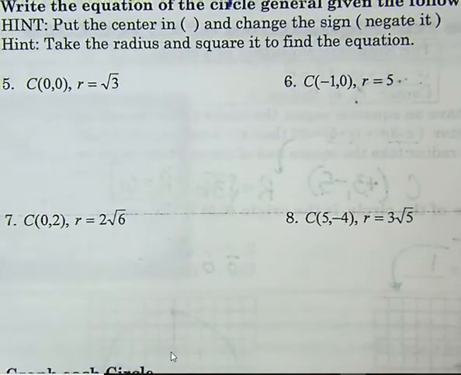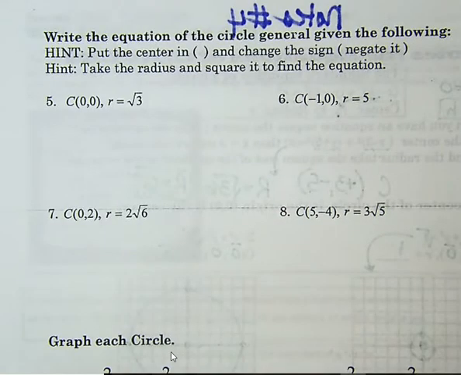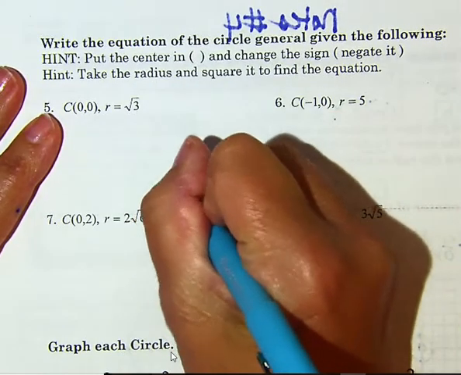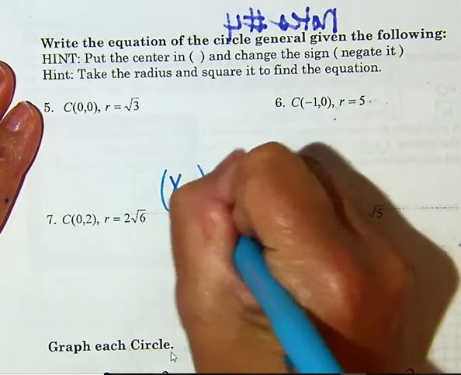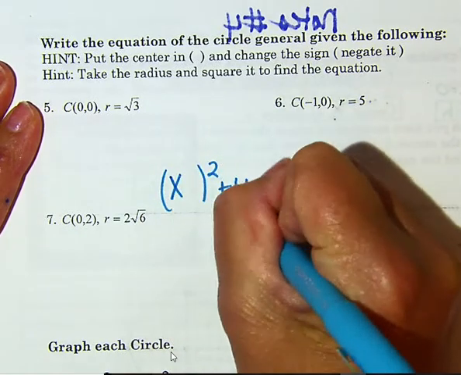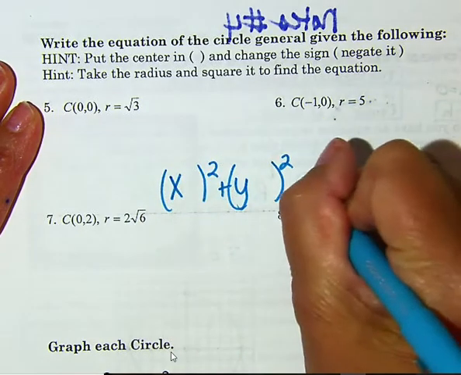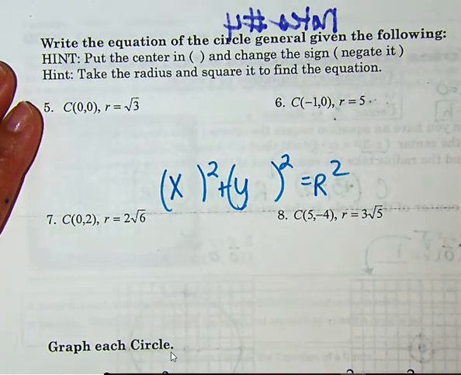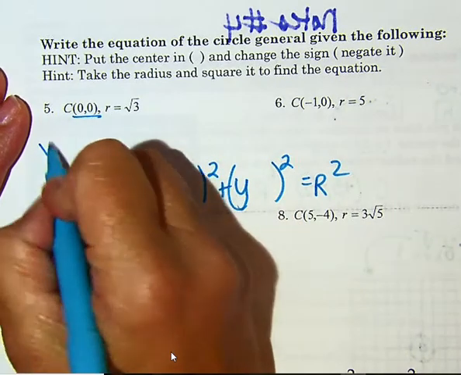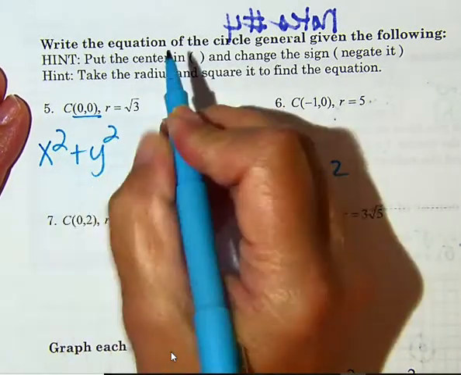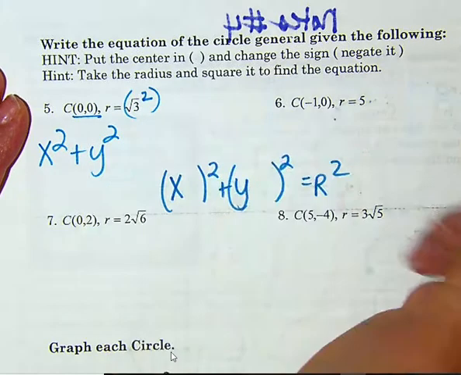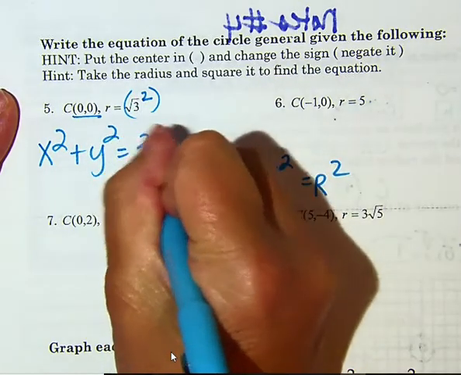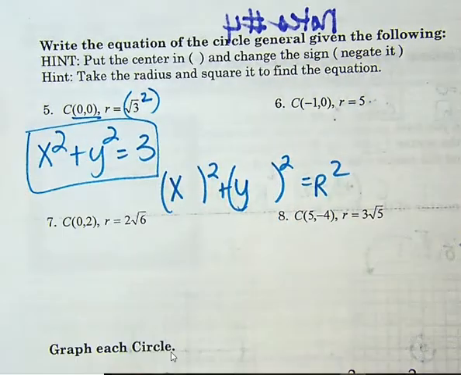All right, now, what if I give you the center and the radius, and you have to just plug it into the equation? So I'm going to put the equation right here. x squared plus y squared equals my radius squared. And this is like plus or minus whatever number, right? So when it's 0, 0, it's just x squared plus y squared. The square root of 3 squared is just 3. That is the equation.